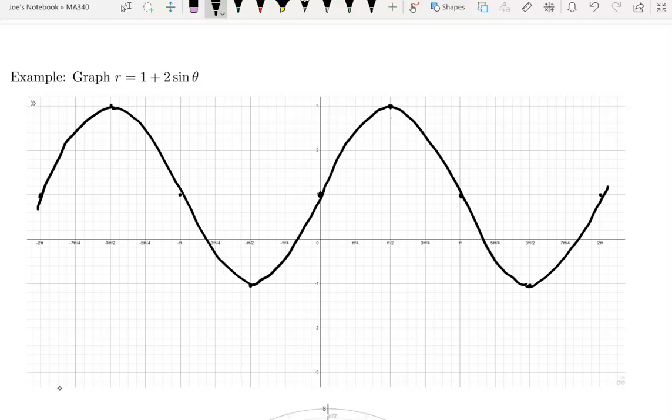Does that make sense? This bigger hump here is giving me a bigger loop. This little hump here is giving me a smaller loop. Both of them have to hit the pole. So I'm expecting a big one and a little one inside of it.